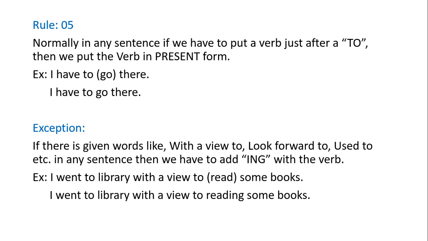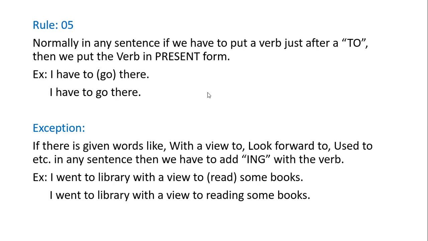So in case of putting the verb after "to," we have to see whether there is only "to" or there are some phrases like "with a view to," "look forward to," or "used to." If these phrases appear in a sentence, then we have to put ing on the verb.